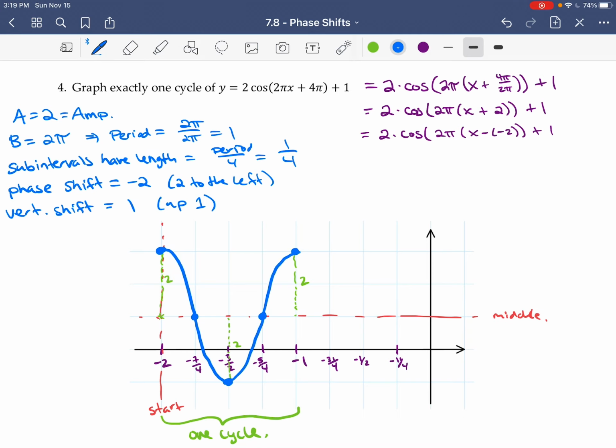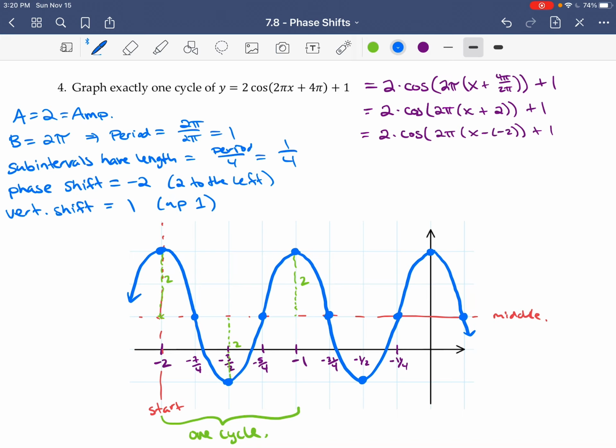Now if we do want more than 1 period, you just keep going. So here it's going to go down to the middle, down to the bottom, up to the middle, up to the top. Then it's going to come down again, and then it would just keep going. Here's going to be the middle. Here it would come down as well. So that would be our graph of this function, and 1 cycle has been outlined.